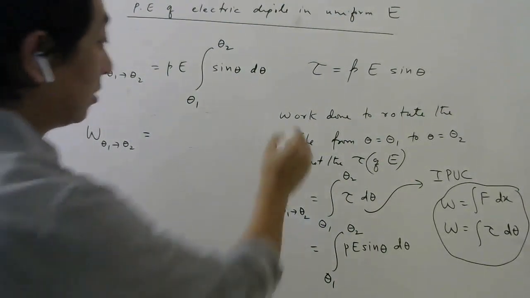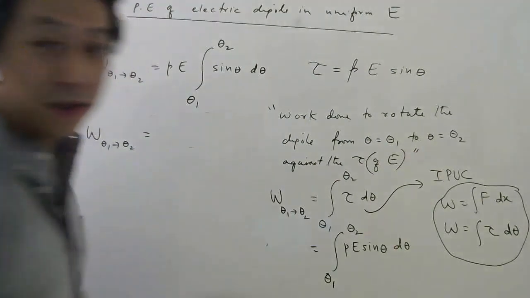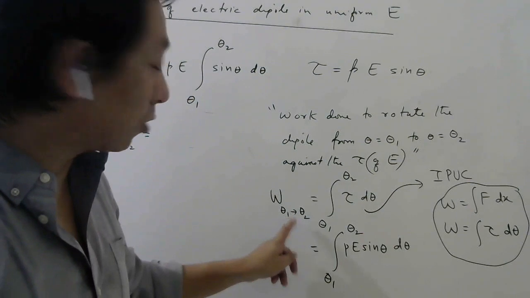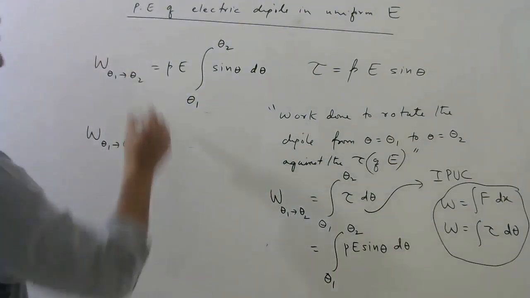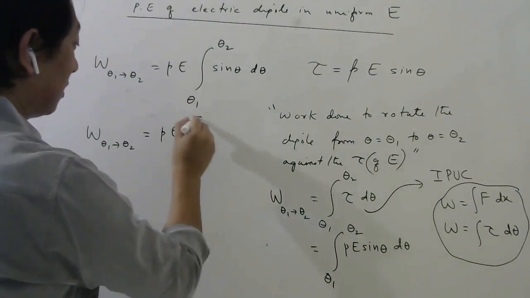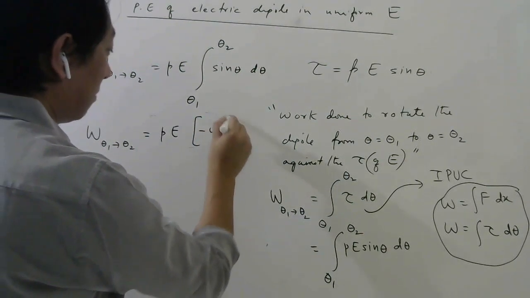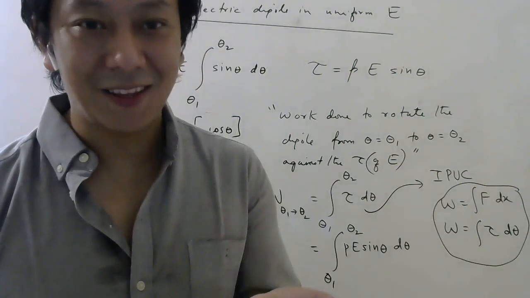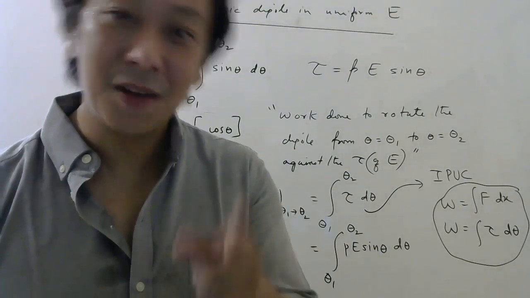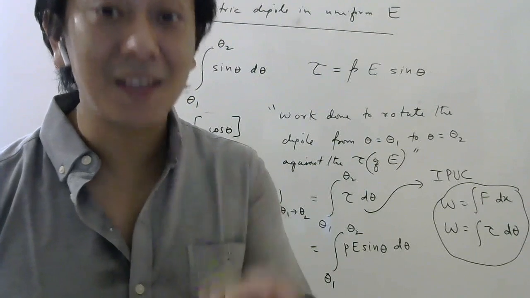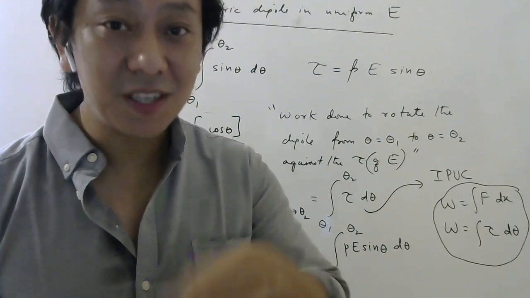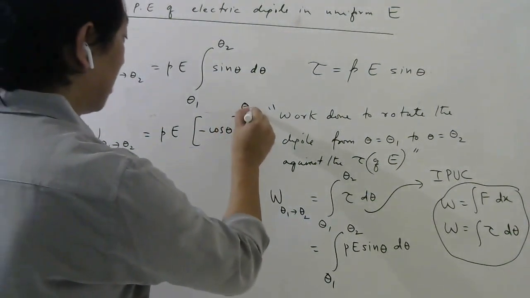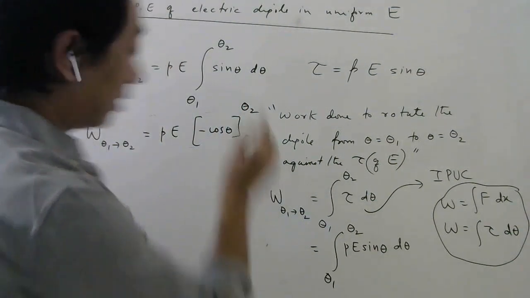So, work done from theta 1 to theta 2 to rotate a dipole. Don't forget, this sentence you should remember. In the exam, there is no point remembering only the formula; you should know what the quantity means. So it is PE times the integration of sine theta, which is minus cos theta. How to remember? Very simple. Differentiation of cos theta is minus sine theta, so integration of minus sine theta will be cos theta, which means integration of sine theta will be minus cos theta. Upper limit is theta 2, lower limit is theta 1. Substitute.